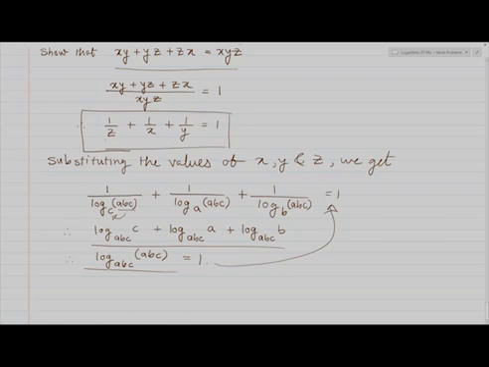So I should have taken the LHS here. I should not have written this equal to 1. So LHS is equal to this. Therefore, it is equal to this, and therefore this is equal to log of ABC to the base ABC, which is equal to 1, and that is what we intended to prove, right? So this is correct now.